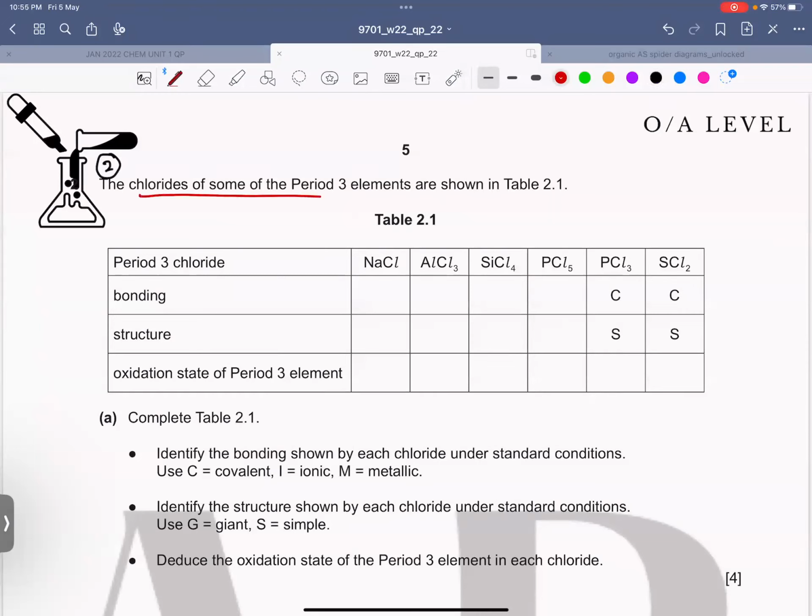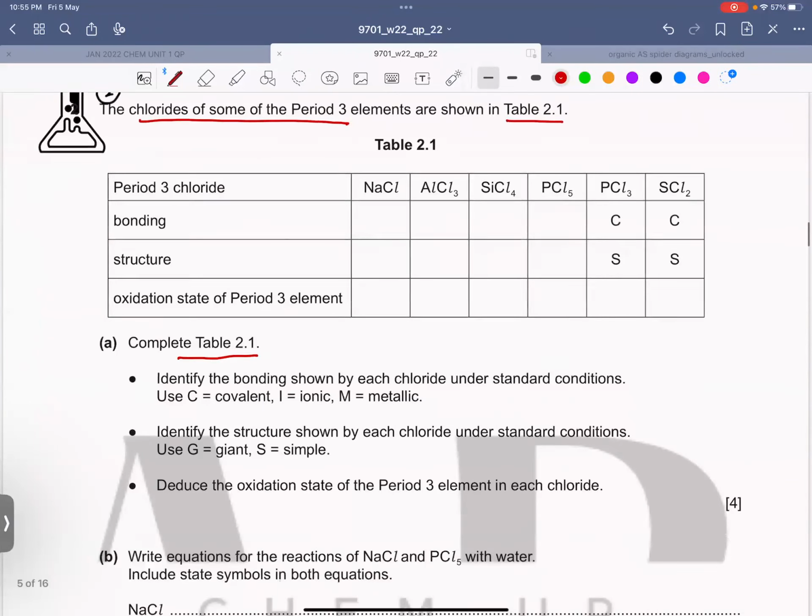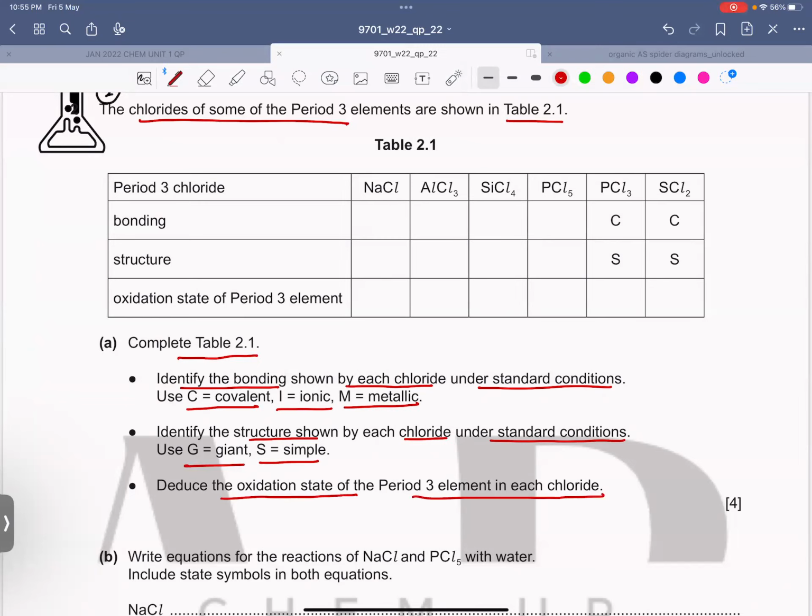The chlorides of some of the period 3 elements are shown in table 2.1. Complete the table 2.1. There are empty spaces over here. Identify the bonding shown by each chloride under standard conditions, using C for covalent, I for ionic, and M for metallic. Identify the structure of each chloride under standard conditions using G for giant and S for simple. Deduce the oxidation state of the period 3 elements in each chloride.